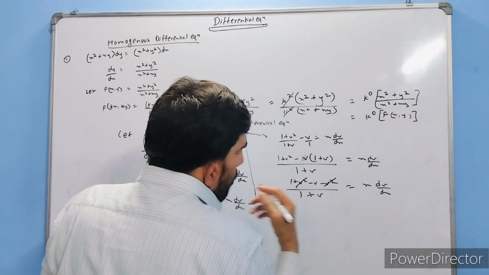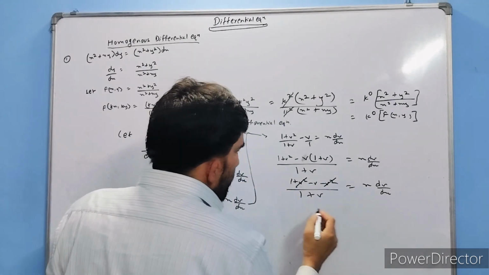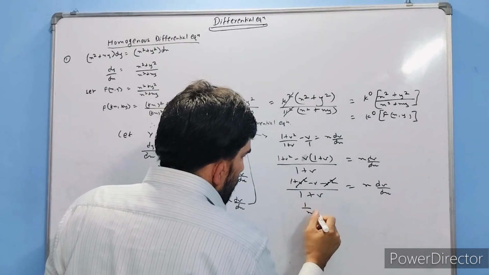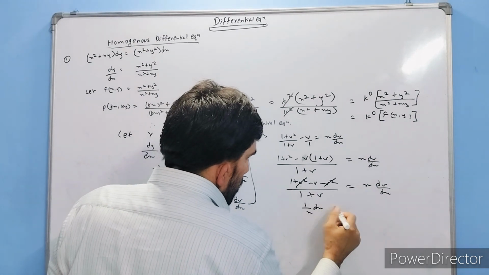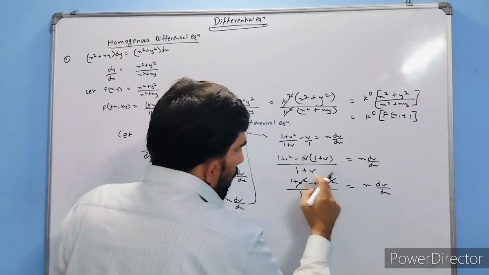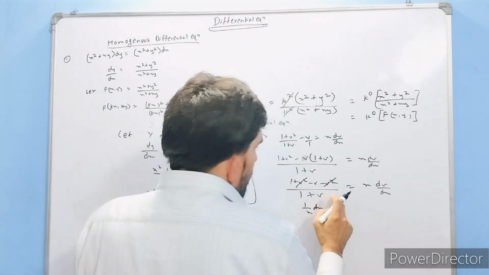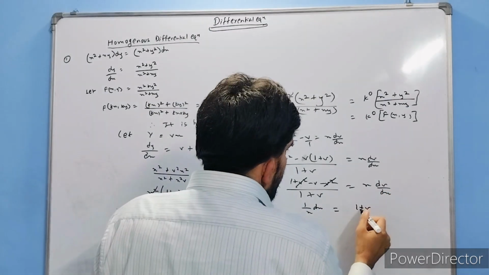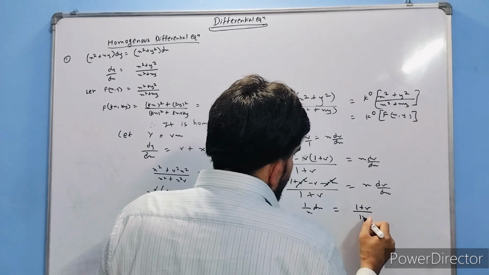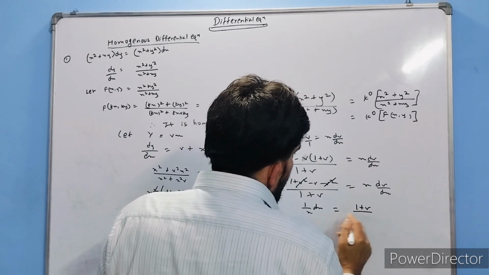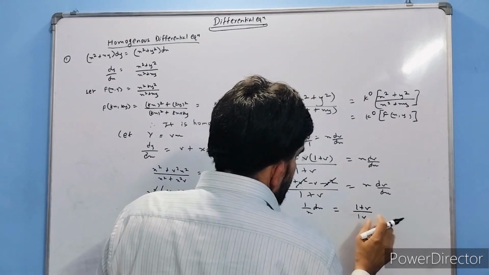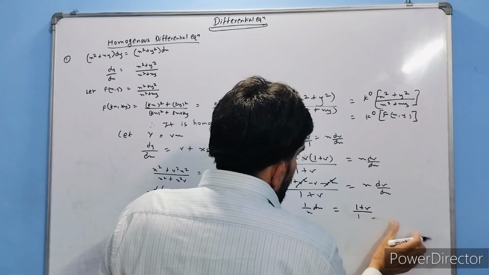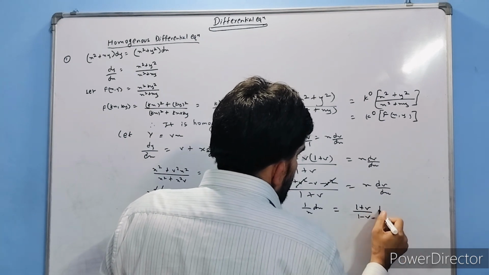We can shift these. So I get 1 upon x dx. 1 upon x dx will be shifted to this side, so I will get 1 plus v upon 1 minus v, that is called dv.